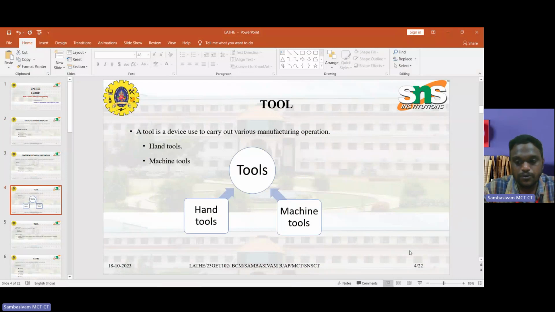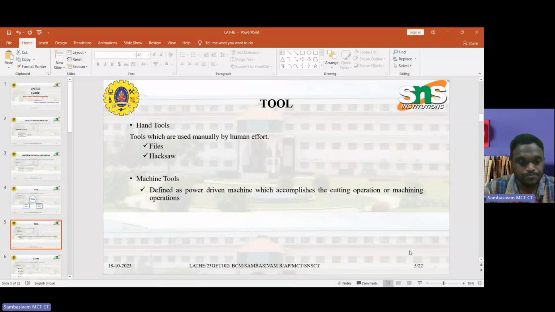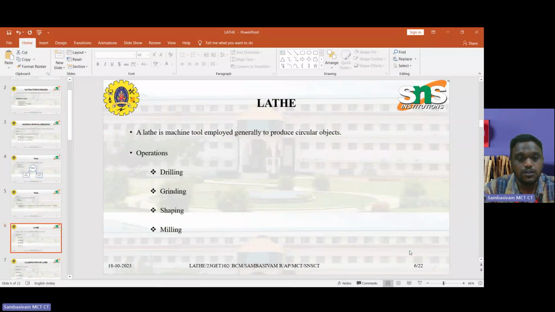So what do you mean by tool? A tool is used to carry out various manufacturing operations, such as hand tools and machine tools. Machine tools are used to remove material subject to its hardness. The hand tools are used with files, hacksaws, and several other things, while machine tools are power-driven machines which accomplish cutting or machining operations.